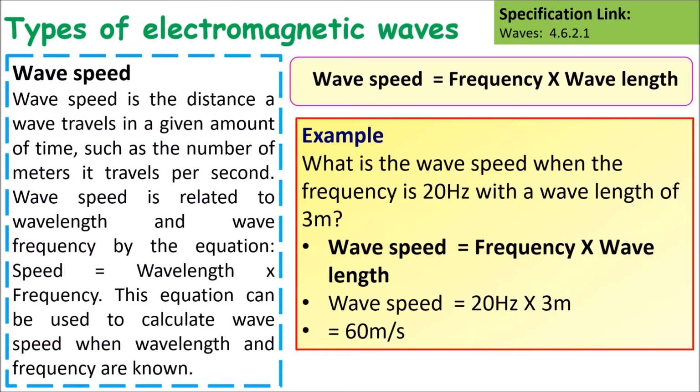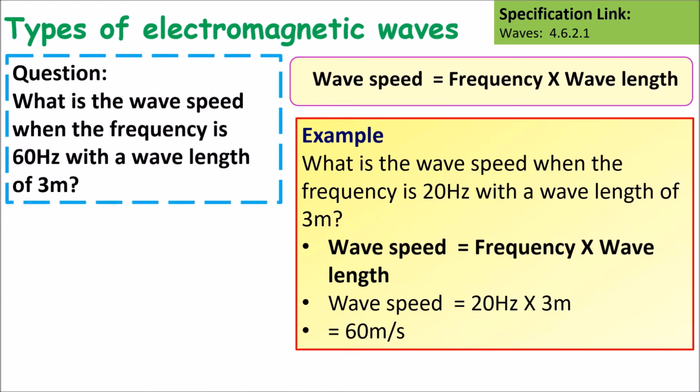So the wave speed is the distance a wave travels in a given amount of time, such as the number of meters it travels per second. So wave speed is related to wavelength and wave frequency by the equation wave speed is equal to wavelength times frequency. So if we look at this example, what is the speed when the frequency is 20 Hertz and the wavelength is 3 meters? That would just be 20 times 3, so that would be 60 meters per second.